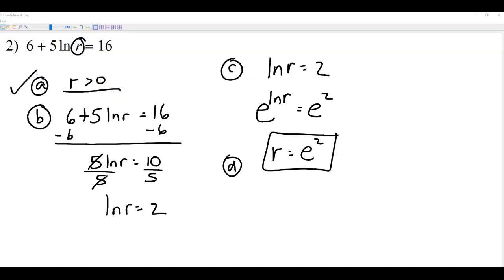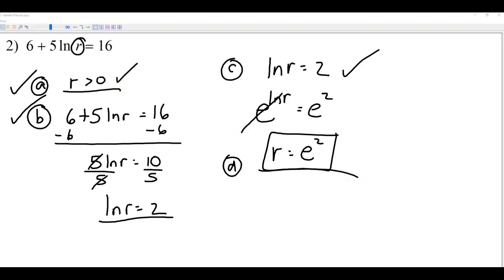That's my domain. Step 2, we want to get the ln by itself, the logarithm. So we minus 6 and divide by 5, which gives us this. From there, we're going to exponentiate both sides by making each side a power of the base e. And then since these cancel out, we're left with our final answer, which is greater than 0. E to the second power is greater than 0.